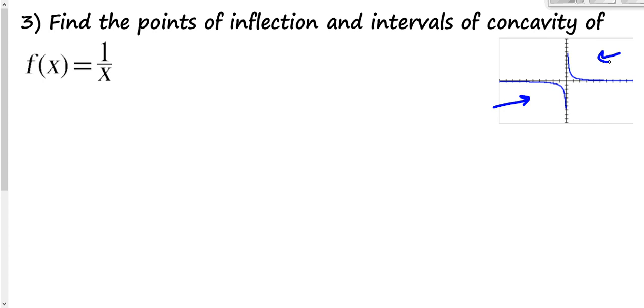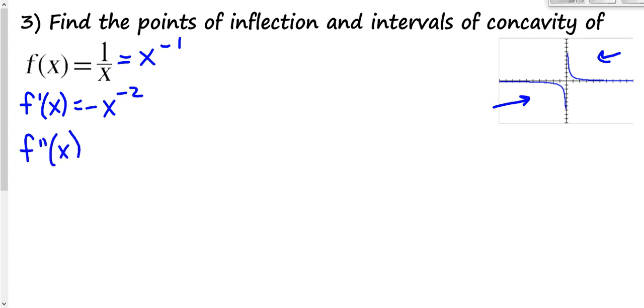So let's go through the algebra of it. So first we find the first derivative. Now let's go ahead and write the function as x to the negative first power. So the first derivative would be -1 times x to the negative second power. And the second derivative would be, bring down the -2, so positive 2 x to the negative third power. And we could write that as 2 over x cubed.